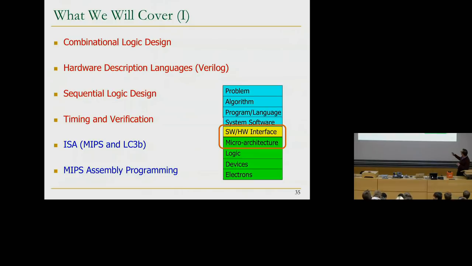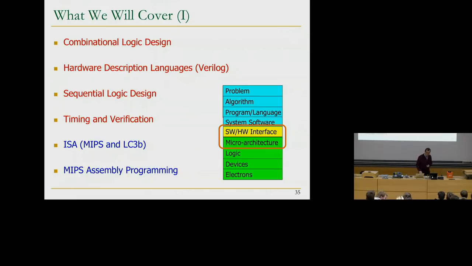And then we're going to switch to the hardware-software interface, talk about the ISA. We're going to look at two different ISAs, MIPS and LC3B, because fundamentals are the same across different ISAs. It's just the design trade-offs are different. And MIPS assembly programming, we're going to do some assembly programming.